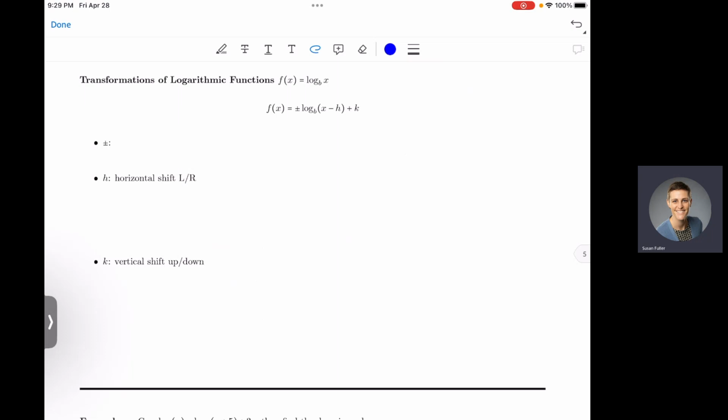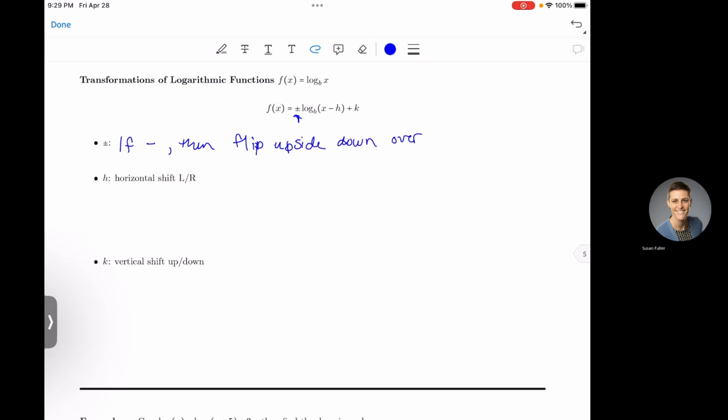So this plus and minus out front here, if you have a negative out front, then you'll flip this thing upside down over the x-axis. Right, that means you have a vertical reflection over the x-axis.